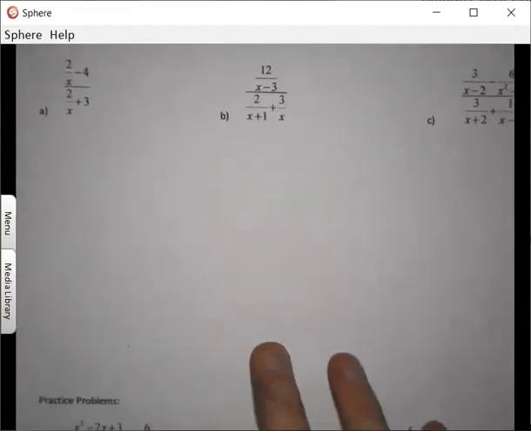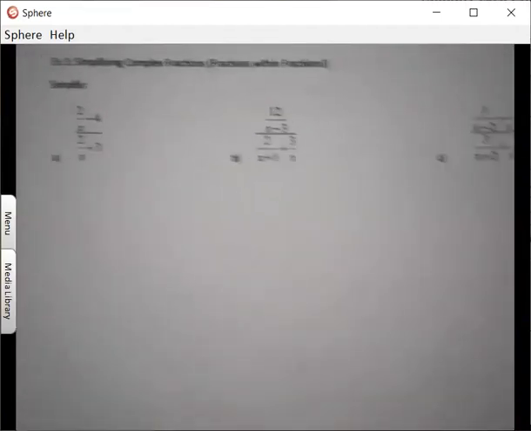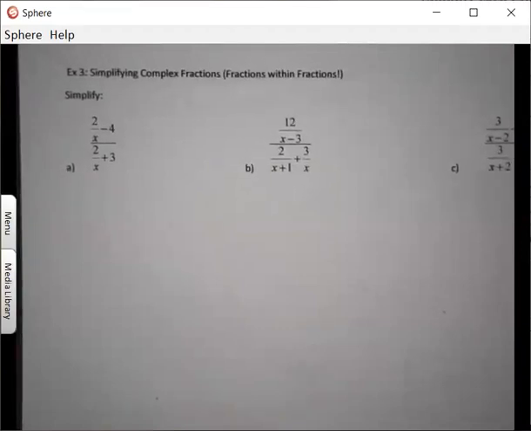Okay, so next we're going to simplify what's called complex fractions, or just fractions within fractions. There's really 2 concepts we need for this. One is what we just did, so adding or subtracting rational expressions. The other is what happens when you do a fraction divided by a fraction.